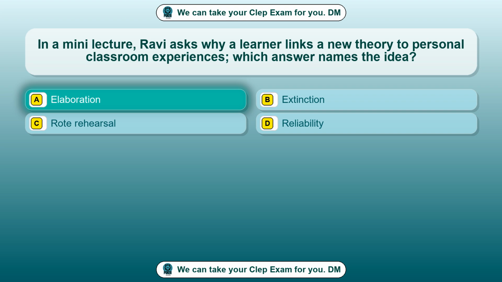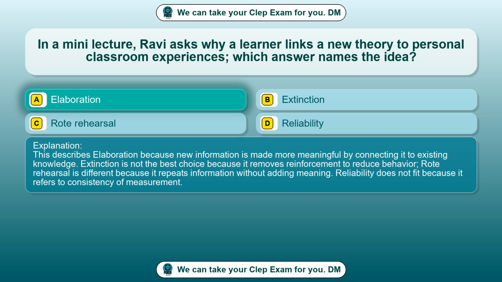Elaboration. This describes elaboration because new information is made more meaningful by connecting it to existing knowledge. Extinction is not the best choice because it removes reinforcement to reduce behavior. Rote rehearsal is different because it repeats information without adding meaning. Reliability does not fit because it refers to consistency of measurement.